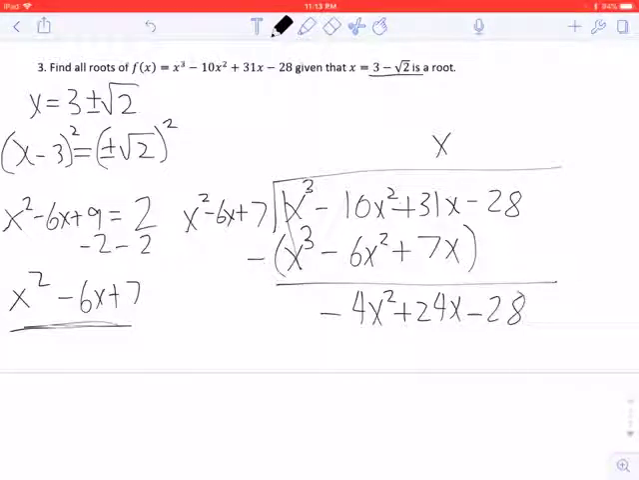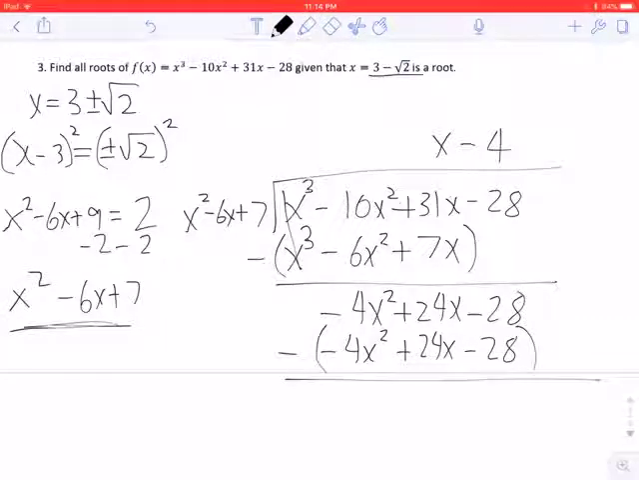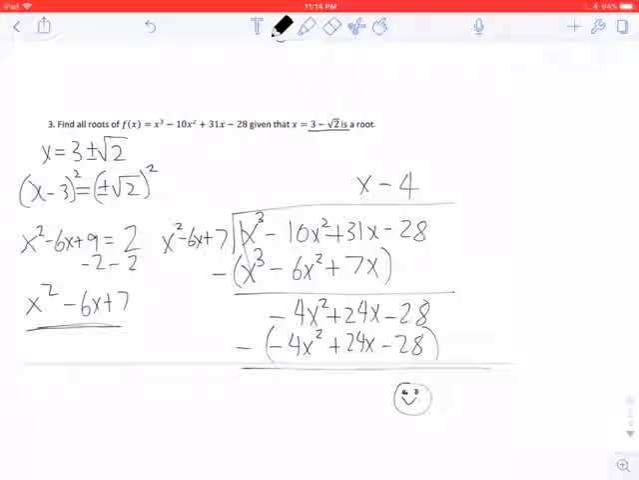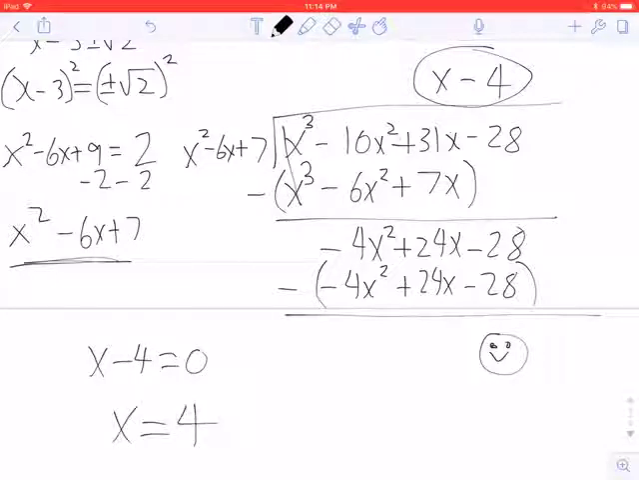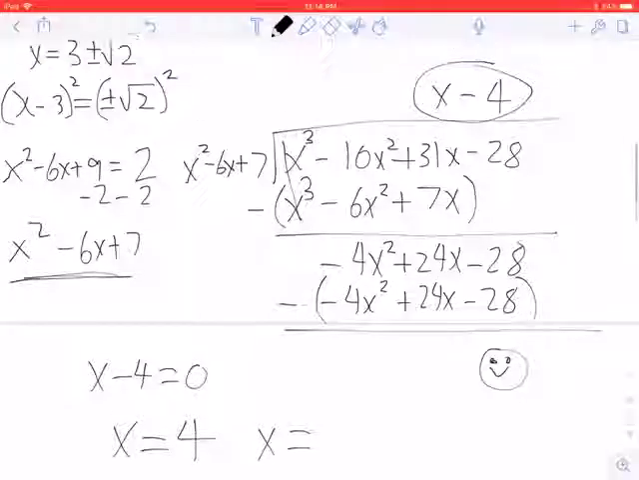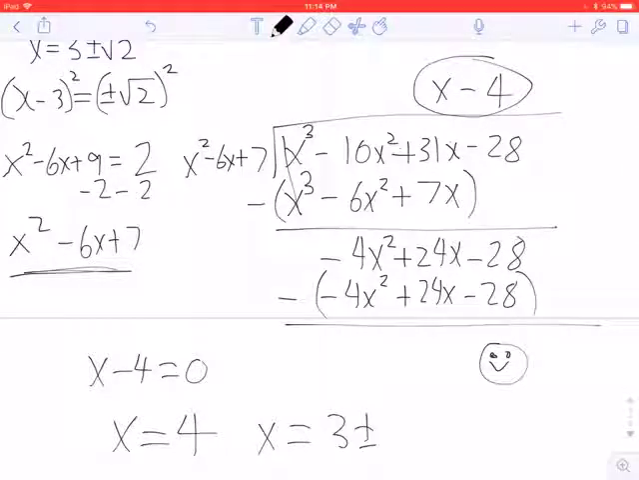And then x squared goes into negative 4x squared a total of negative 4 times, and we get the same thing. And 7 times negative 4 is negative 28, and we're subtracting all of that, so it goes to 0. We got our remainder 0. We're happy. And now we just have to solve. So we got x minus 4 as our answer. So x minus 4 equals 0 is the only thing we have left to solve, and that gives us x equals 4. So these were our 3 roots: 4, and 3 plus or minus square root 2.